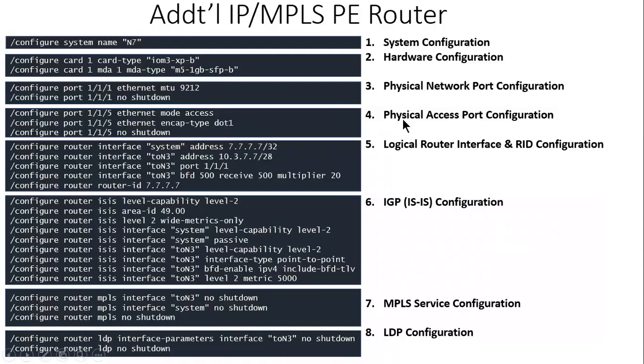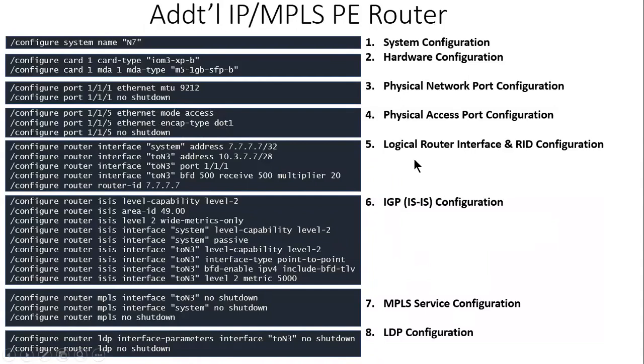Then our physical access port configuration. We're going to take physical port 115, we're going to turn it into an access port and configure it to accept .1Q VLAN tags. So we would expect the MTU to be 1518 for our physical access port. 1514 plus the 4 bytes for our VLAN tag.